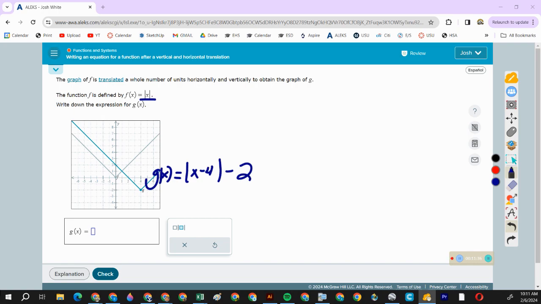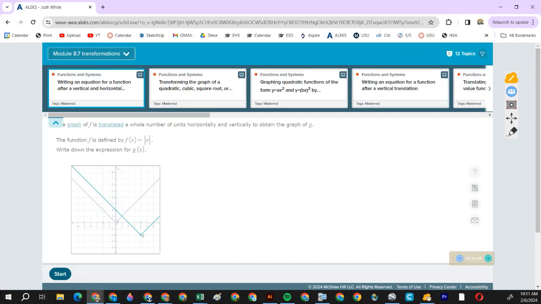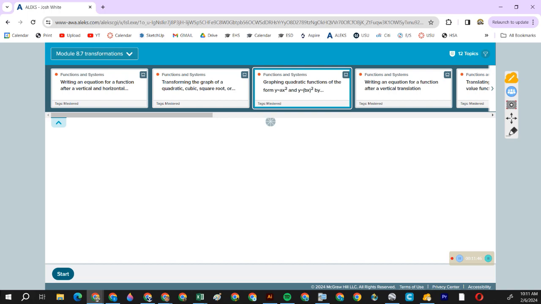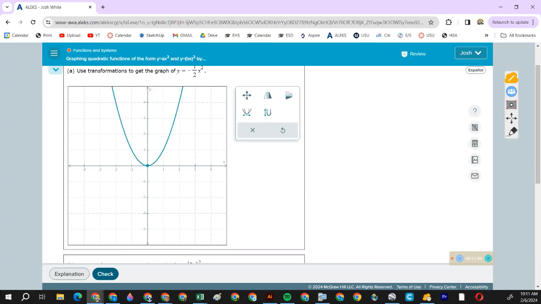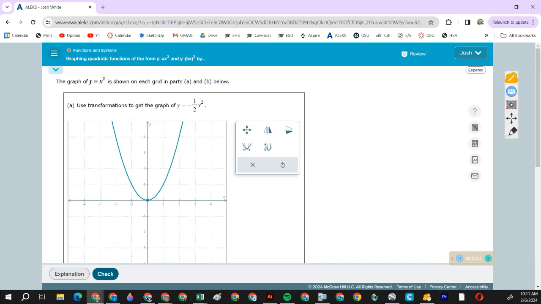Okay. Did I miss one? Which one's that? This one? Okay. So that 1/2 is on the outside. That's going to affect the y values. I don't think I can do it from here. I got to do it from my computer.